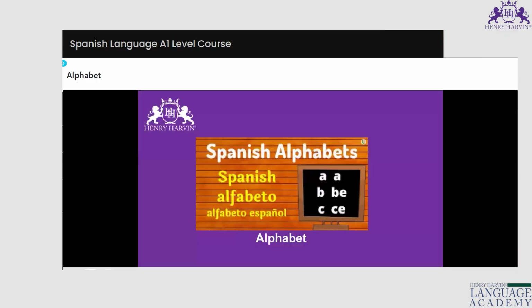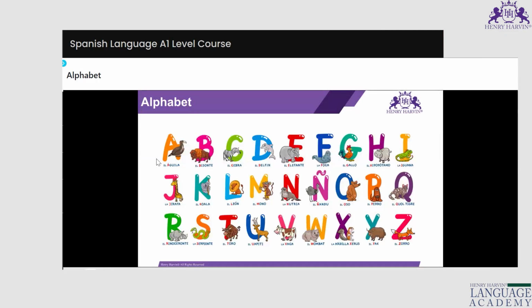Alphabets first. You can see here A sounds A. B is be. C is say. D is they. C sometimes sounds like k, sometimes like s. The same rule as English.